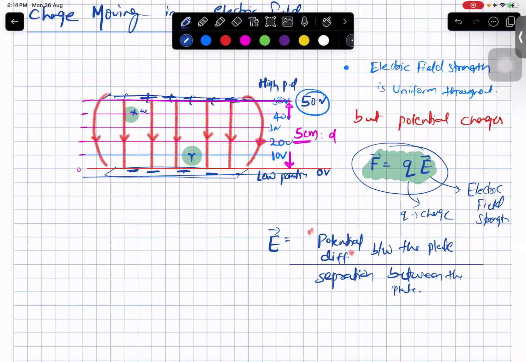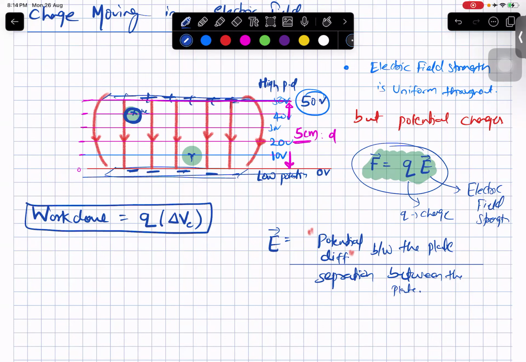So if I understand this, if the charge is positive, it will automatically go along with the electric field lines. But if I put a negative charge, instead of being repelled, it would be attracted towards the positive. In that case, the work done will be the charge multiplied by the change in potential difference between the plates.